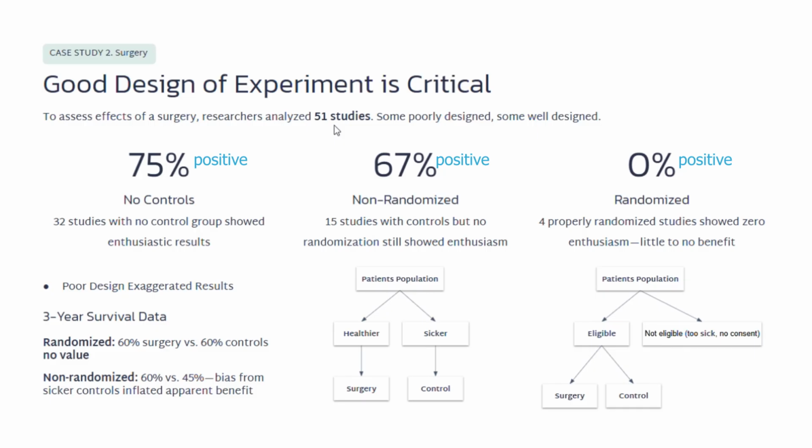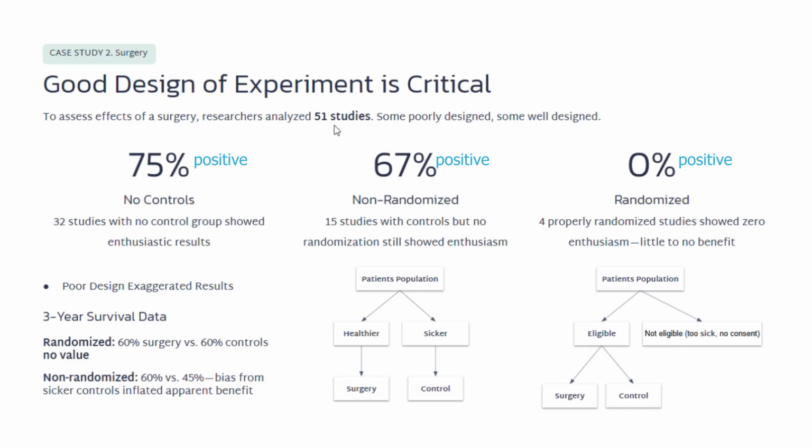But there were some studies that were randomized, controlled, and those studies showed little to no value of the surgery. And how were they done? They were done in a way that you first have a patient population. You first filter out eligible patients, those who were not too sick and who consented to the surgery.